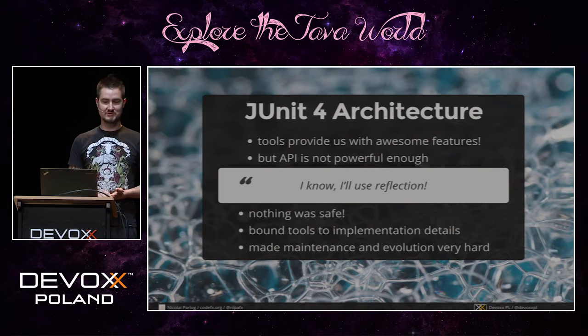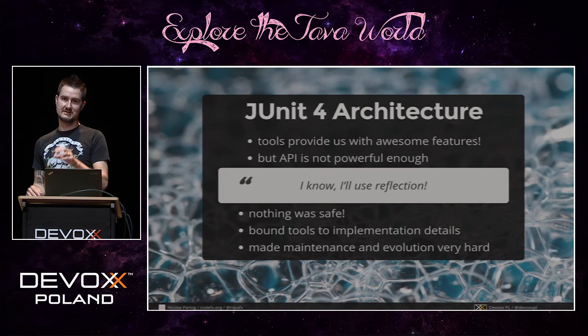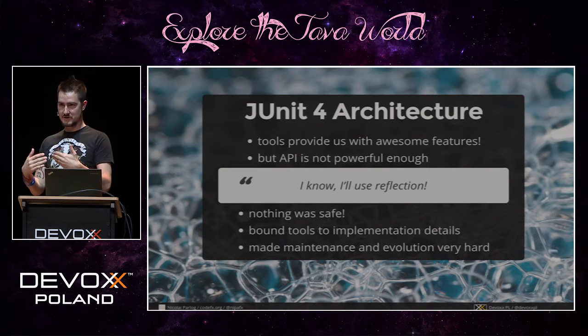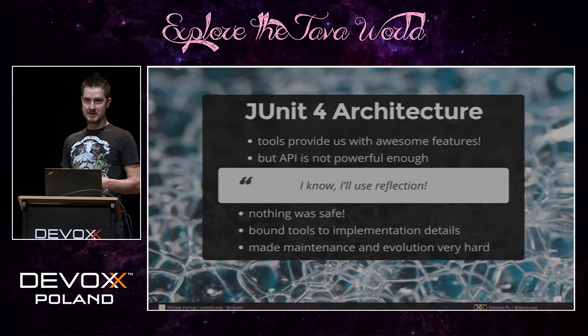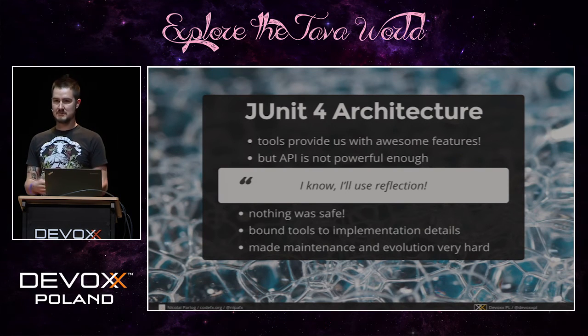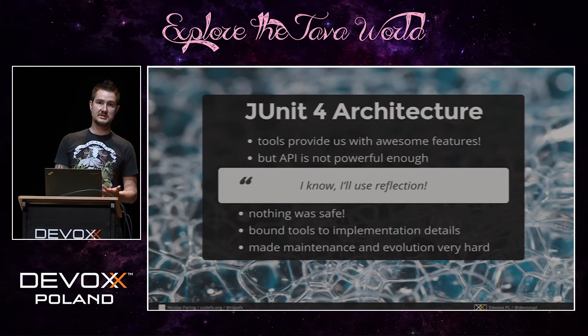But that meant that nothing was really safe. So there were private methods, even private fields, that these tools would access to find out what the current state is and make JUnit more transparent to us as users of those tools. But that meant that these tools are then bound to implementation details. So if you update JUnit, then some of those things might break. And this made maintenance really hard.